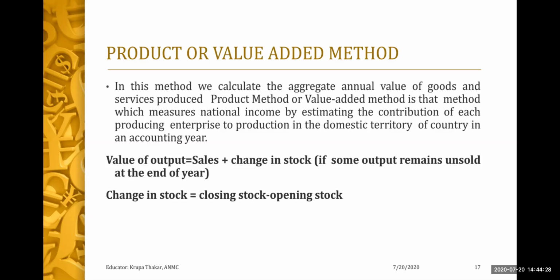So the formula to calculate the value added method is, first we need to find out the value of output, and value of output is nothing but sales plus change in stock. Now what is change in stock? Change in stock means closing stock minus opening stock.